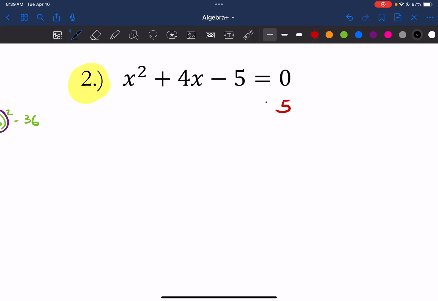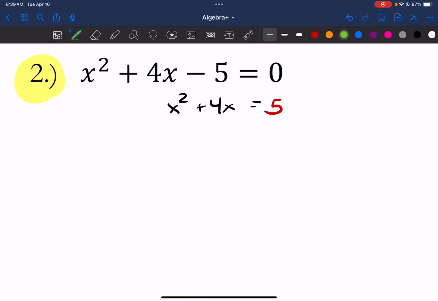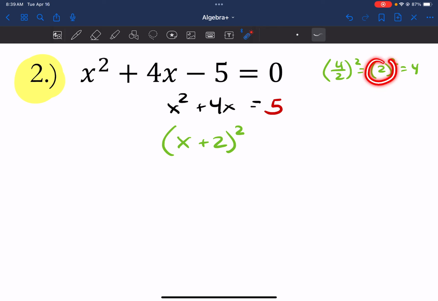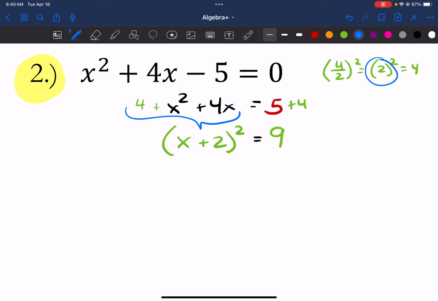So that puts 5 over here. x squared plus 4x. I'm going to use my formula, b over 2 squared. So b is 4. 4 over 2 squared, 2 squared, 4. So this becomes x plus 2 squared, right? Because I'm taking it straight from here. And on this side, I'm going to add 4, which gives me a 9. That's the same thing as adding 4 over here, but all I did was factor it from here.